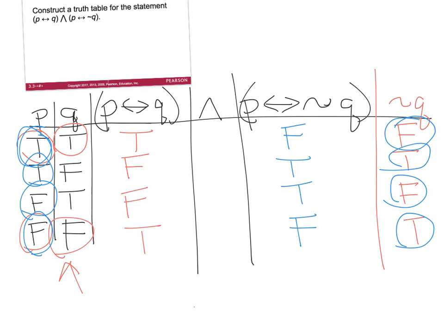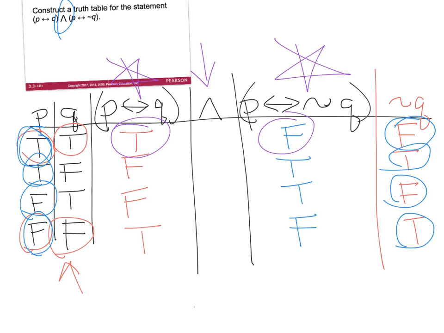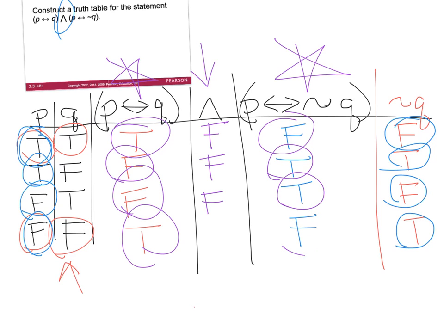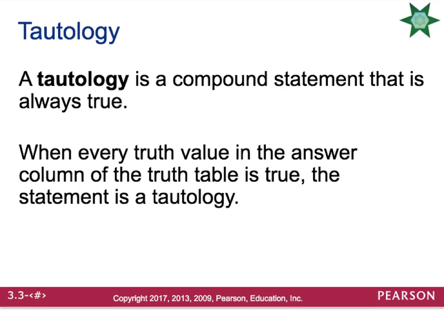Okay. Last, you need to figure out the conjunction between what you did on the left-hand side and what you did on the right-hand side. And again, conjunctions are only true if they are both true. And you're going to notice there is no situation where the columns are both true simultaneously. And so you get a column of all falses, which makes this a self-contradiction.